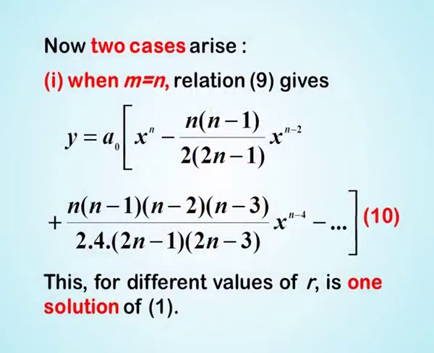The relation 9, or equation 9, gives us this solution, equation 10, after a little bit of simplification, which is not possible for us to render here or to do all these calculations. This, for different values of r, is one solution of 1. That means it is the first solution of the Legendre's equation.